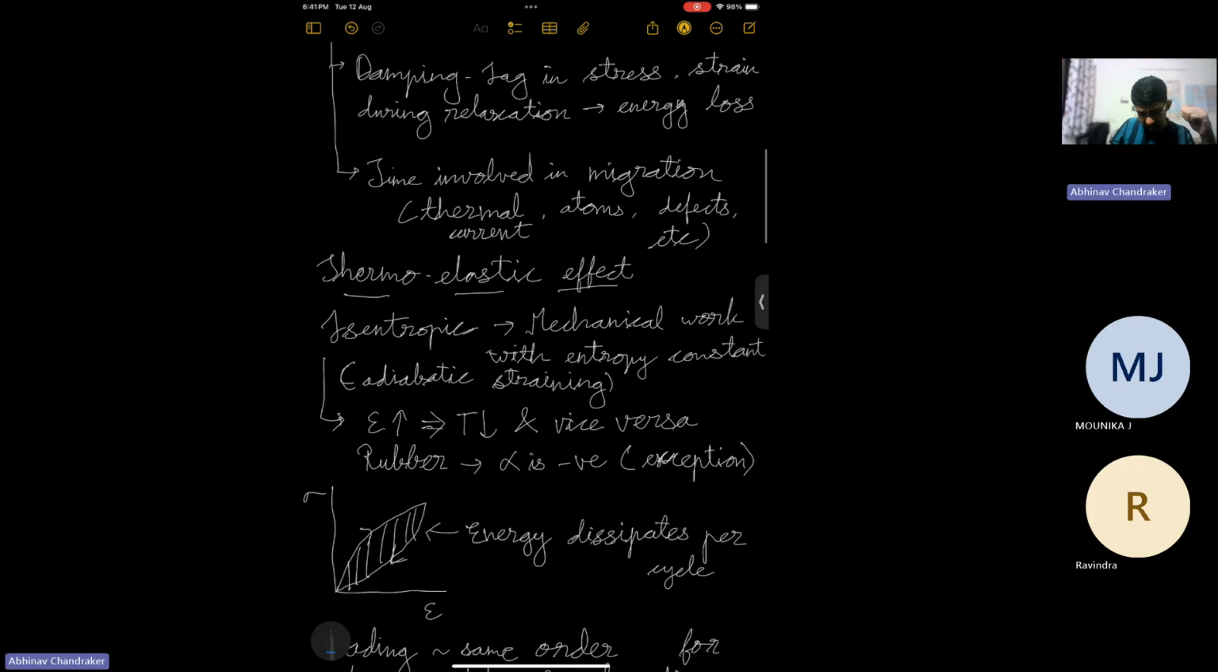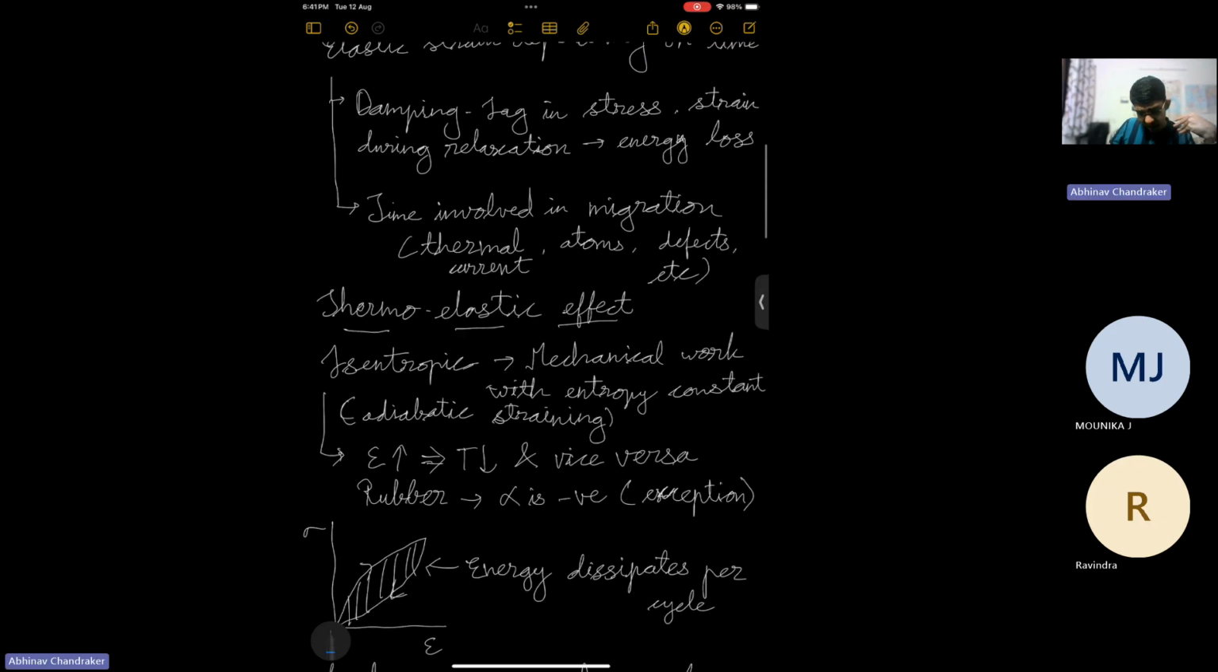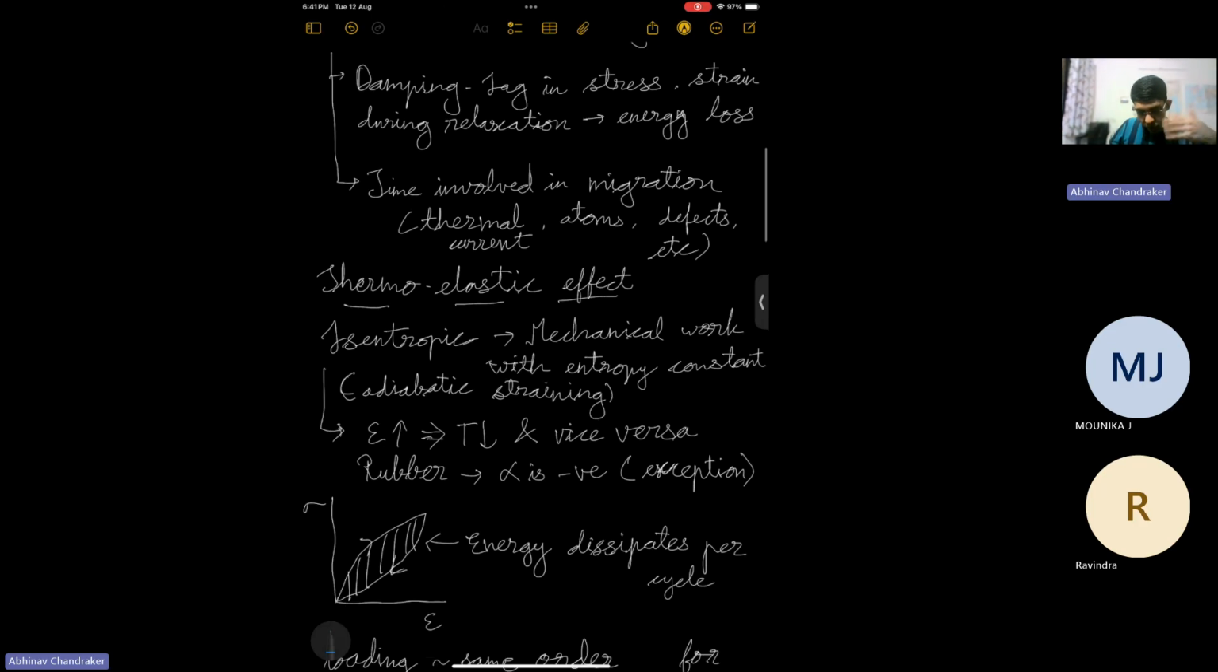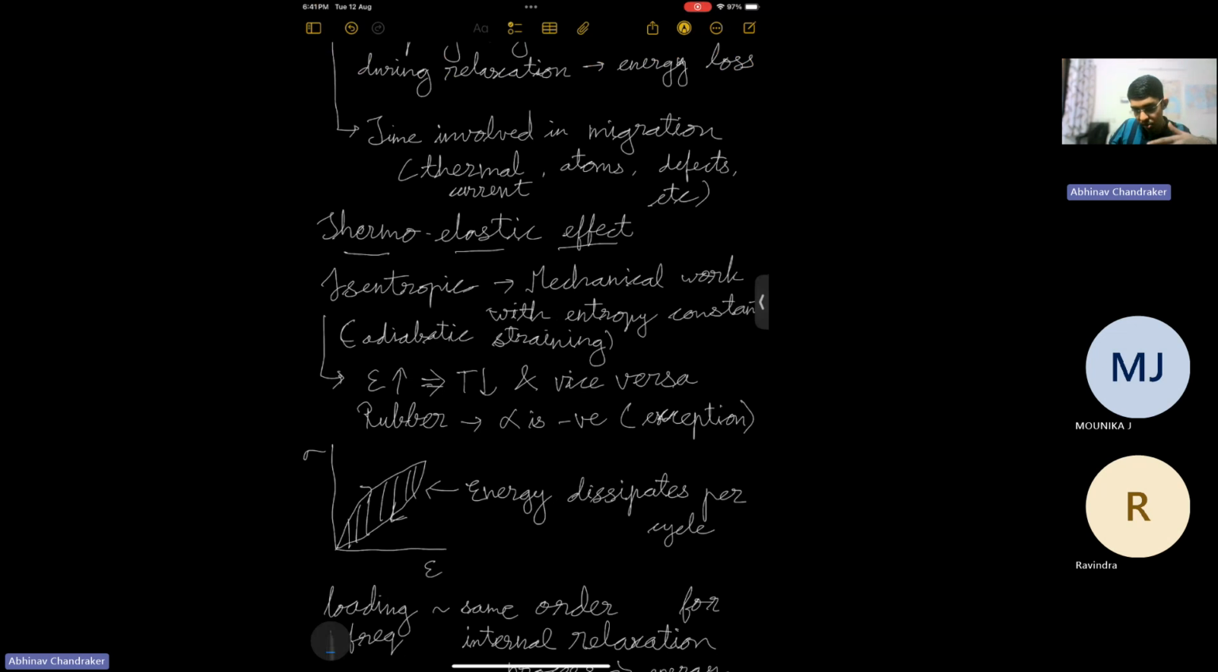This lag is because there is some time required for the different processes, which usually involve migration of thermal current, atoms or defects, and each of these has its own time scale of migration or diffusion.